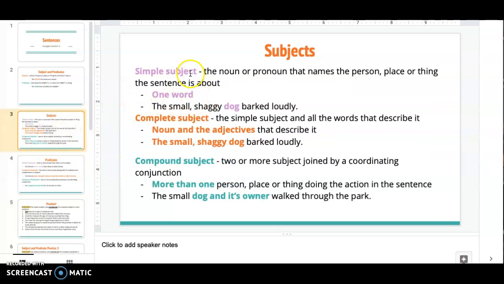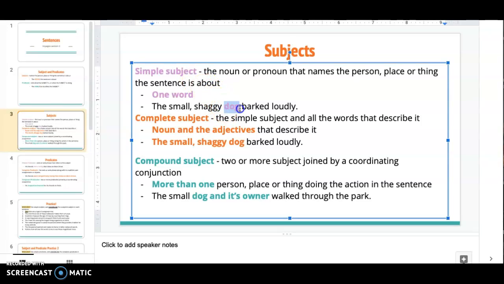A simple subject is just the noun or pronoun that names the person, place, or thing. So who or what the sentence is about. Okay? So, the small, shaggy dog barked loudly. Okay? So we see here that the sentence is just simply about the dog. And that's the simple subject.